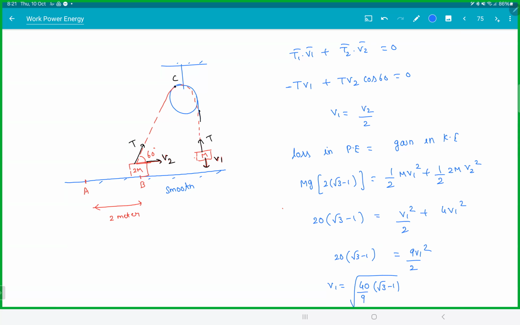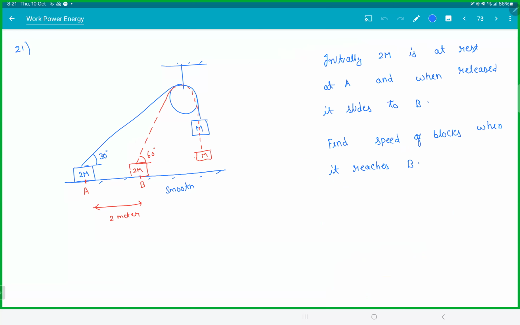Kinematics, NLM, friction, circular, everything will keep coming as a mix, because as such, work power energy has nothing of its own. It will tell you the initial and final state, you have to give me information, then I can say something. Clear? Next one. Let's do something a little easier.